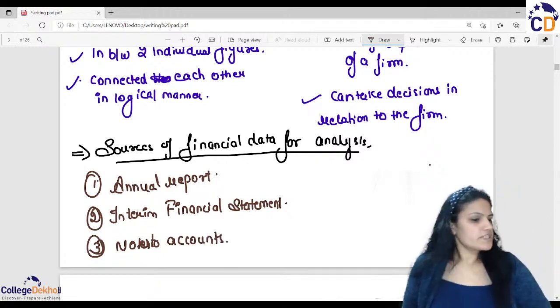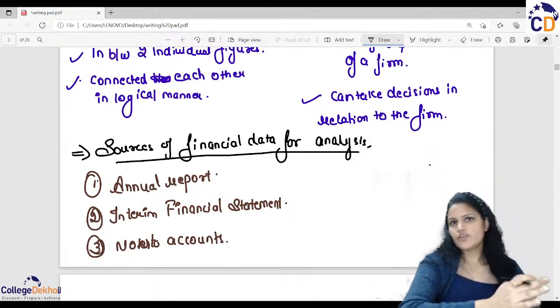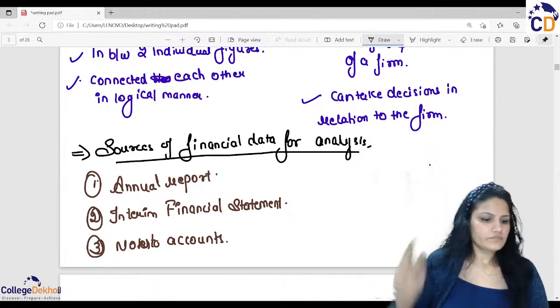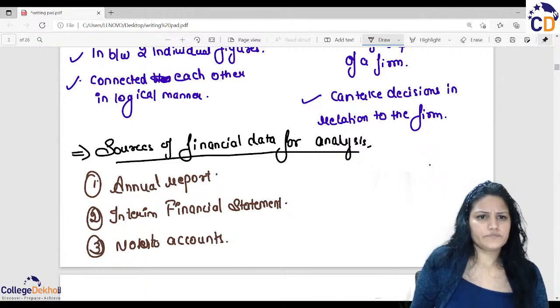So Dev, you want it in a Hindi explanation. Okay, give me a minute.